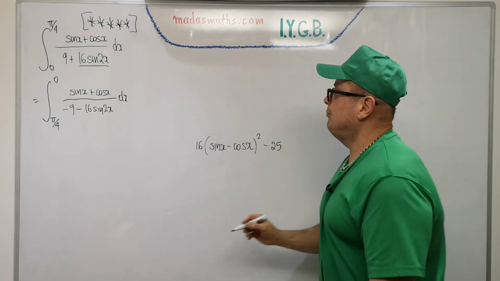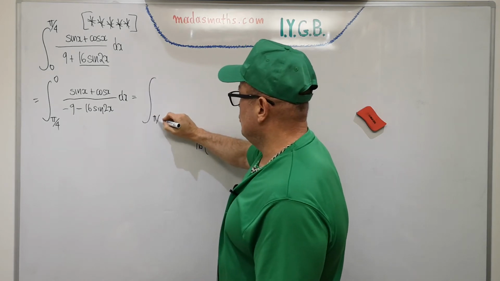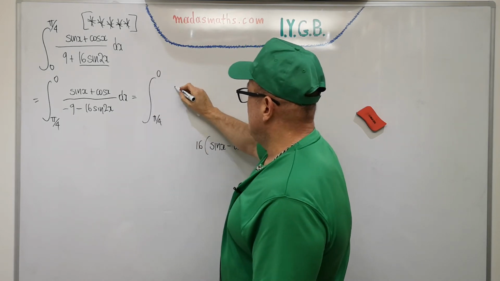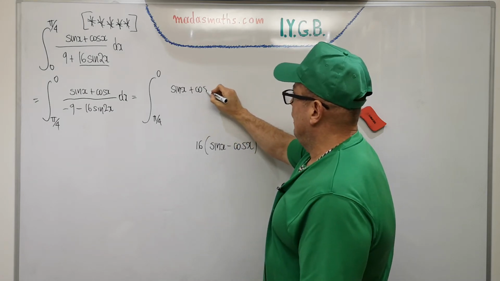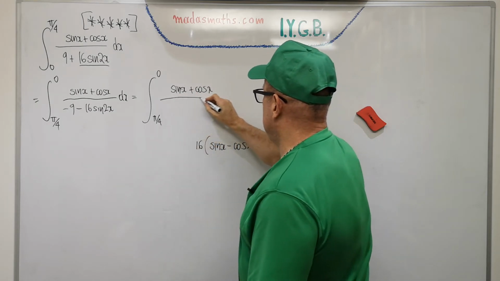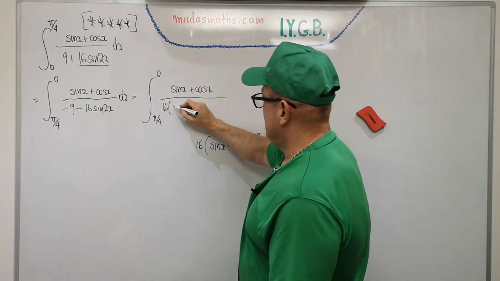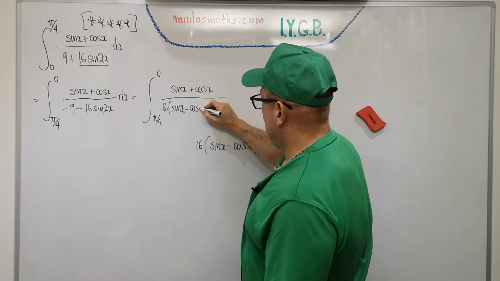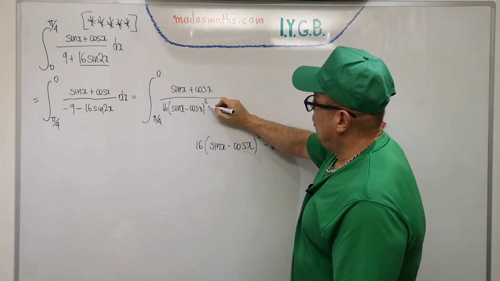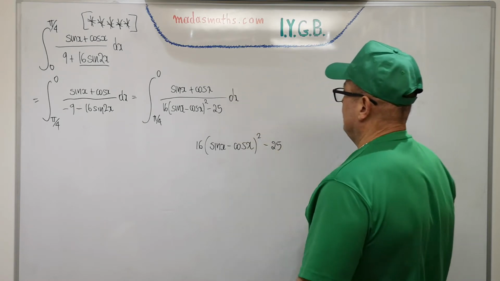So, equal, and we're having now pi over 4 at the bottom, 0 on the top, numerator untouched, and denominator now has been changed to this quantity: 16 times sine x minus cos x all squared minus 25 dx.